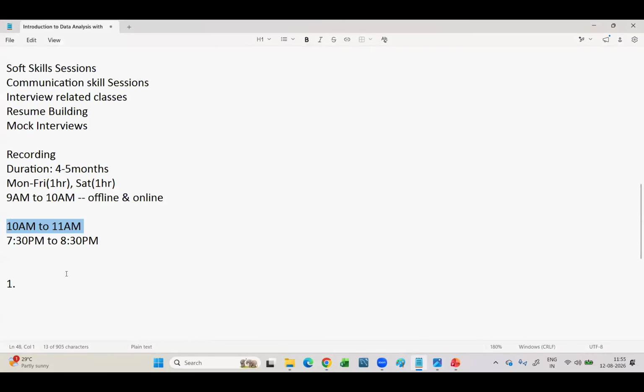That way, a student can attend any skill any number of times in any batch. There is no problem whether you are in the 9 o'clock or 10 o'clock batch, any place you can join.